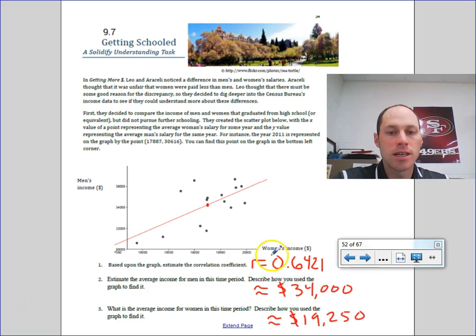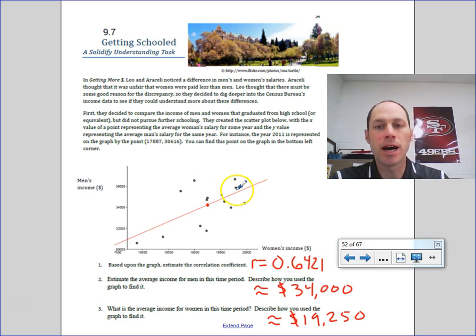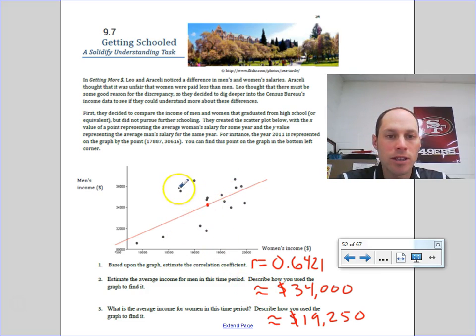So whatever your guess was, the actual correlation coefficient is 0.6421. You should have guessed that it's positive, and it's not real close together, but we can tell that all the points are going up in a positive relation. For the average income, what I did was I looked at the values and said most of them are to the right, so kind of in the middle of all those values on the regression line. The men's are about 34,000 and the women are about 19,250. So, pretty big discrepancy there, about $15,000 difference.